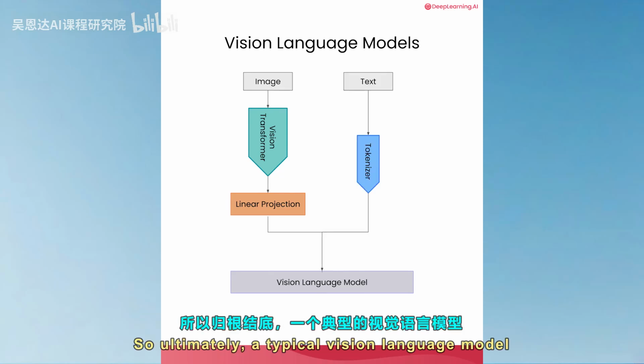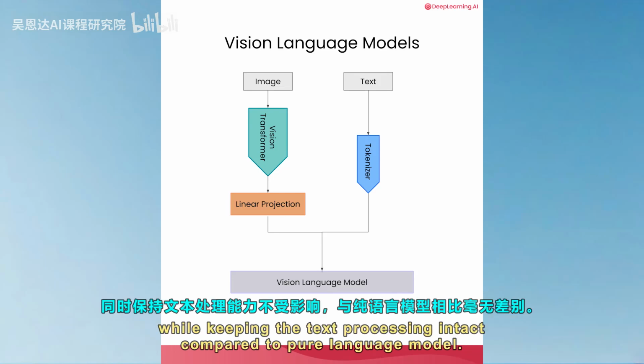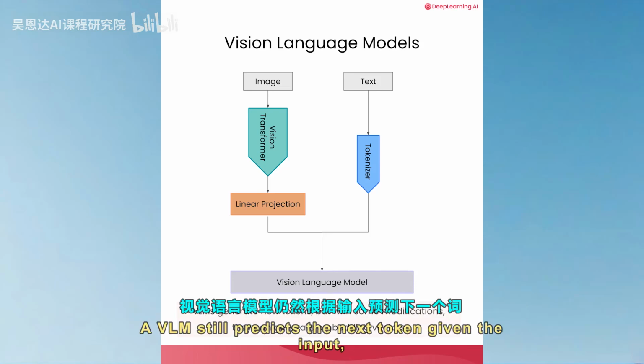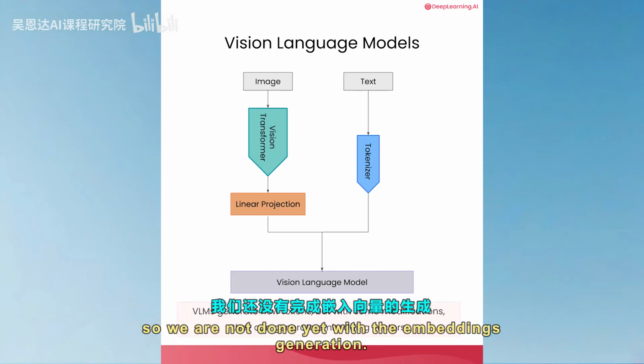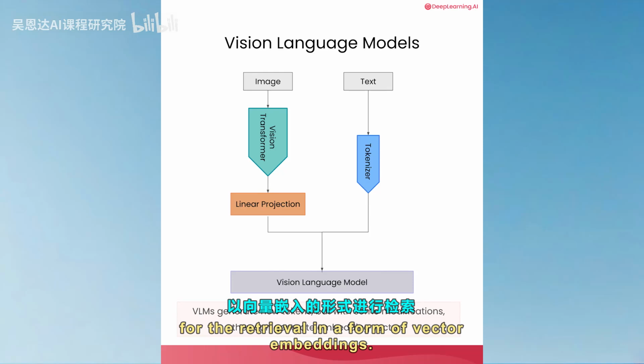So ultimately, a typical vision language model adds some extra processing to the images while keeping the text processing intact compared to a pure language model. A VLM still predicts the next token given the input, so you are not done yet with the embeddings generation. You don't want a generative system, but something that will represent an input for the retrieval in the form of vector embeddings.